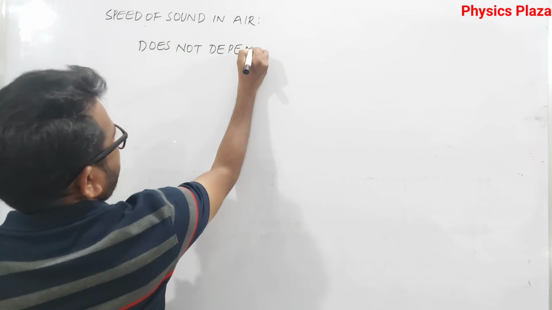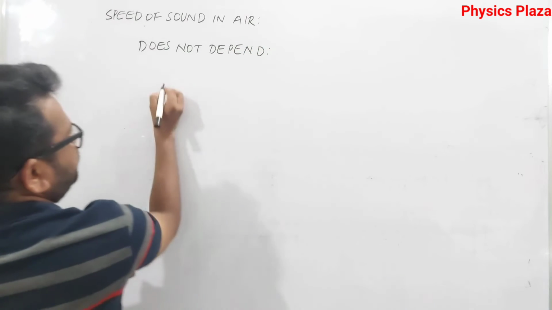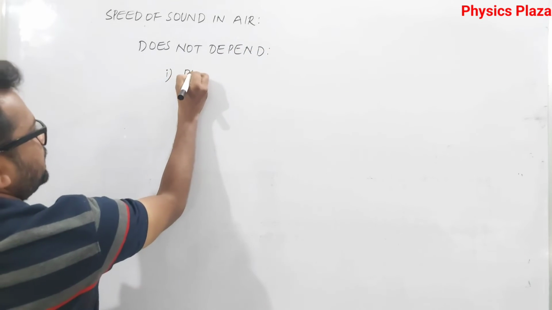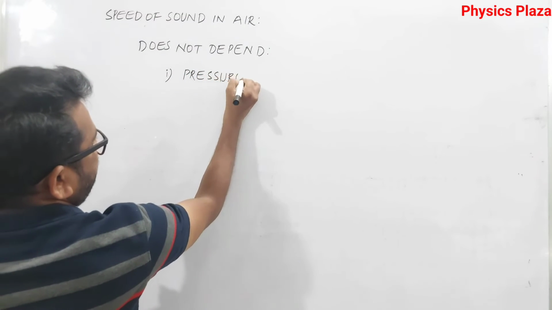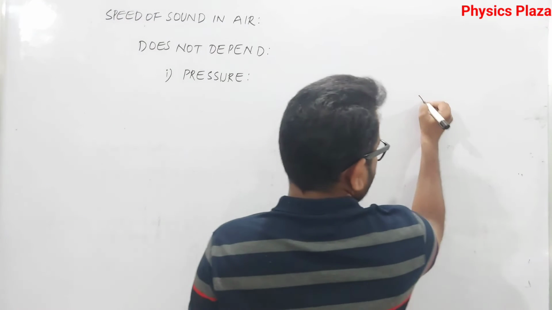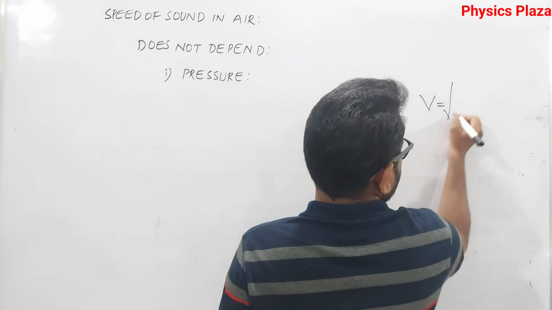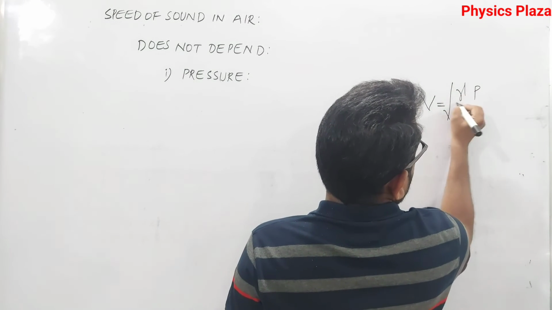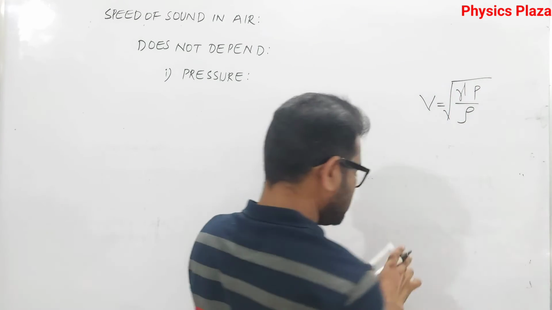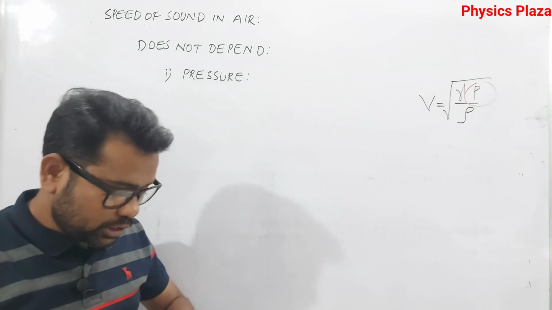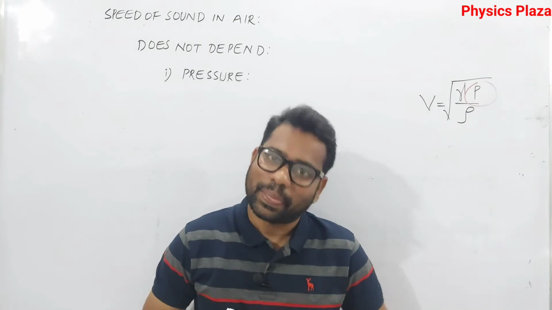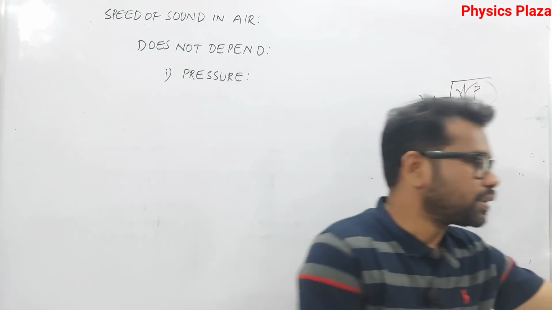So the first factor is pressure. Definitely many students will get confused. Why? Sir, because V is equal to the square root of gamma P by rho. In this formula pressure is there, but you are saying that the speed of the sound does not depend on pressure. Yes children, let me tell you.